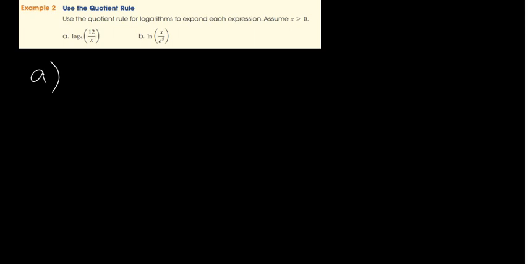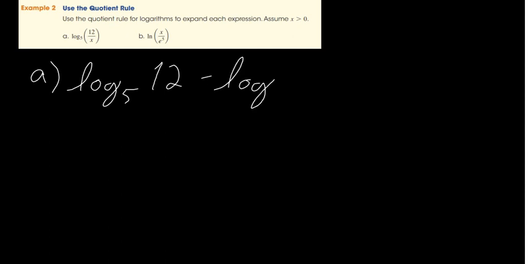Well, the argument 12 divided by x, that's a division sign. So this is obviously going to be a subtraction in between, right? So we're going to say log base 5 of 12 minus log base 5 of x.